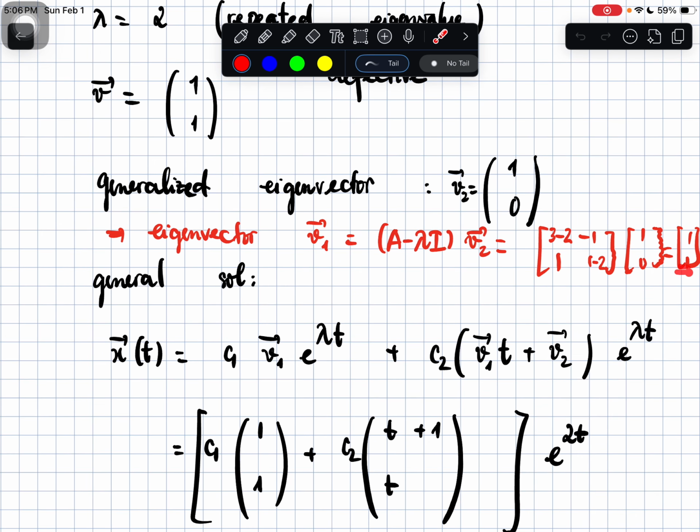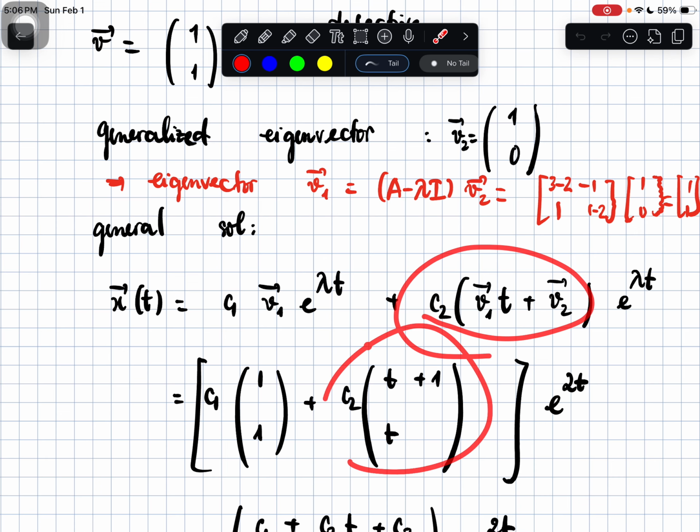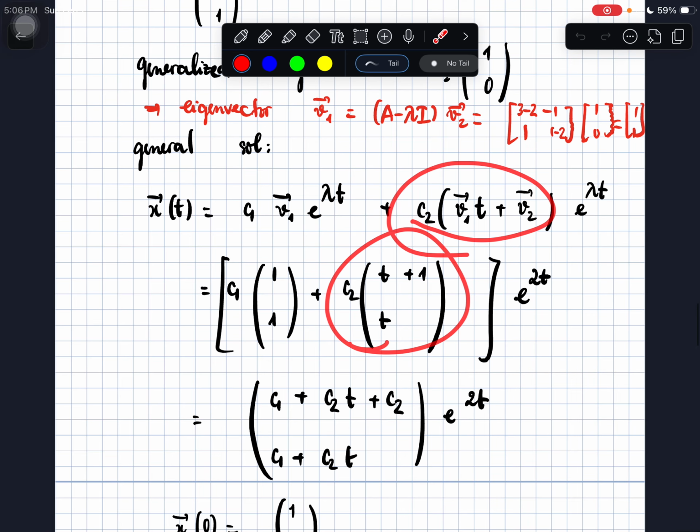So we have one ordinary eigenvector and one generalized one. And with that, we build the general solution. x(t) equals c1 v1 e^(lambda t) plus c2 (v1 t plus v2) e^(lambda t). In this case e^(lambda t) is in common, so you can pull it out. You have e^(lambda t) times (c1 v1 plus c2 (v1 t plus v2)). And you have this general solution.